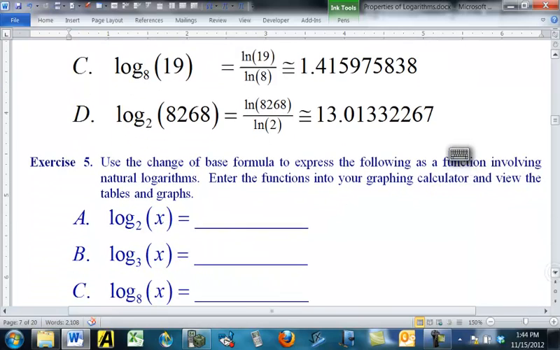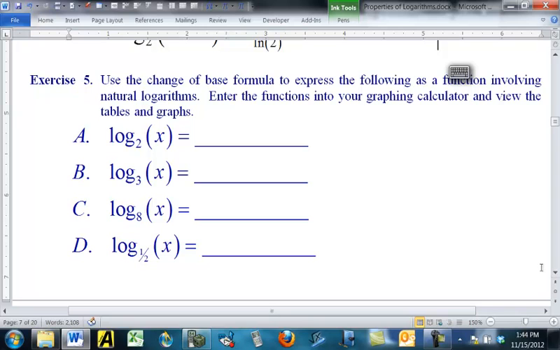So how would I get a graph of log base 2 of x? Okay, so figure out how you would put this into your graphing calculator. Use your change of base formula to rewrite it in a way that you can put in your calculator using natural logarithms, and then actually put it in your calculator and get the graphs of these four things. See if you can go ahead and do that now. Press pause.